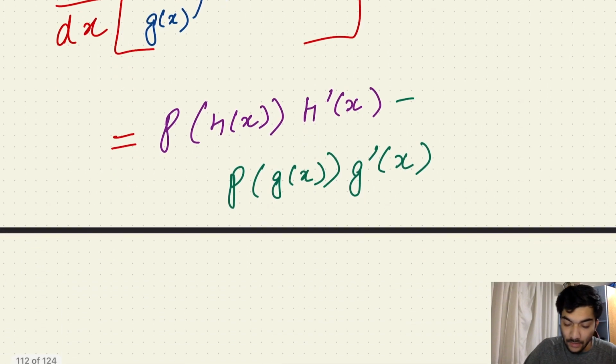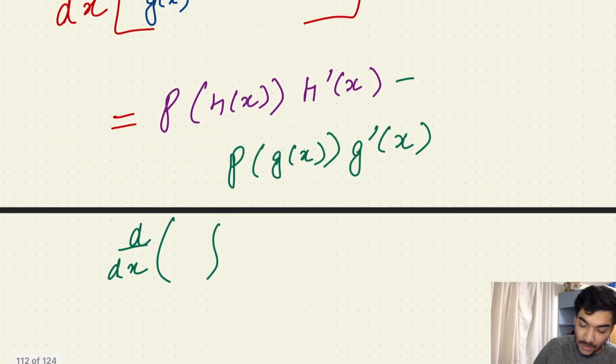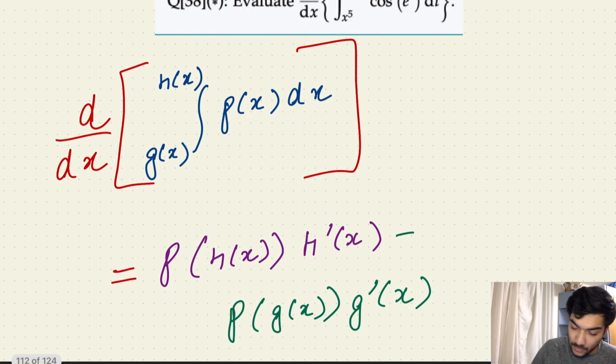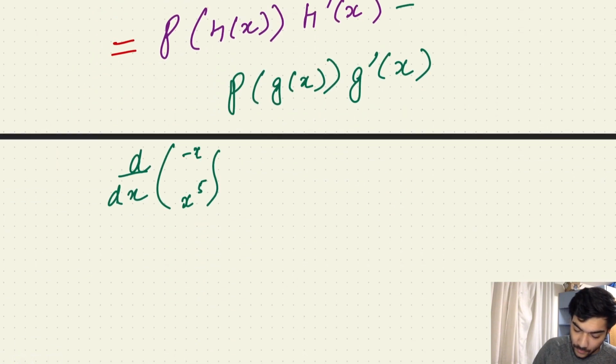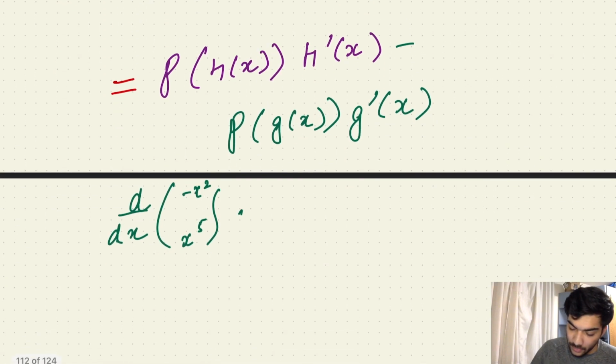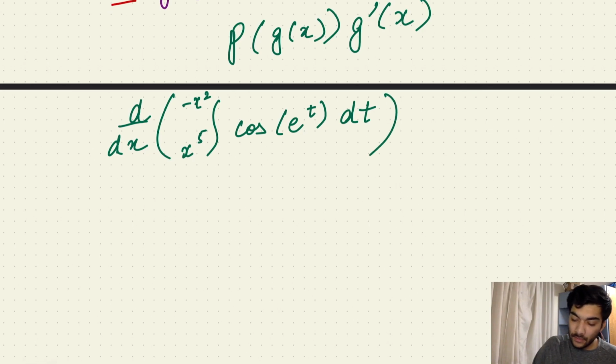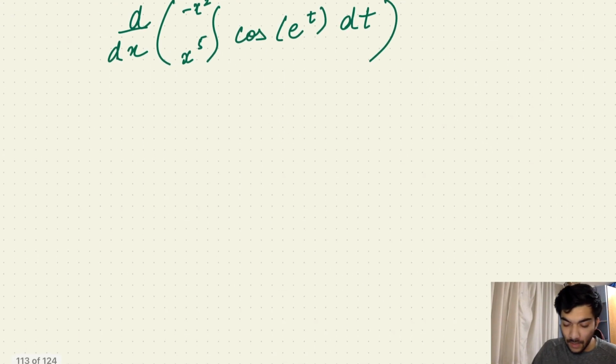So let me first write the expression again. We have to calculate the derivative of our definite integral, which goes from x to the power 5 to minus x square for the function cos of e to the power t dt, right? So this is the expression, the derivative, that we have to calculate in this case.